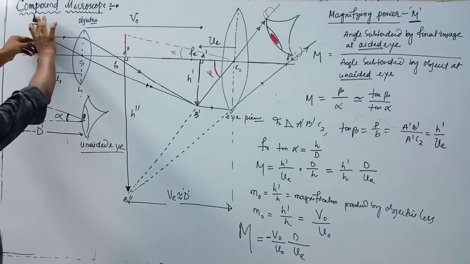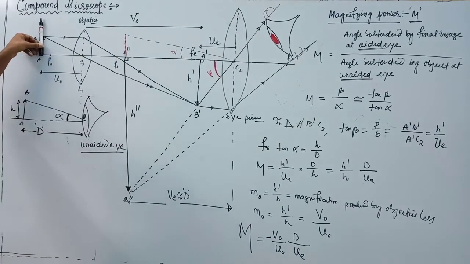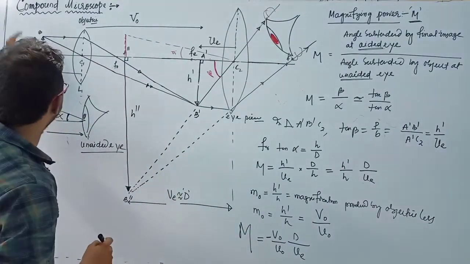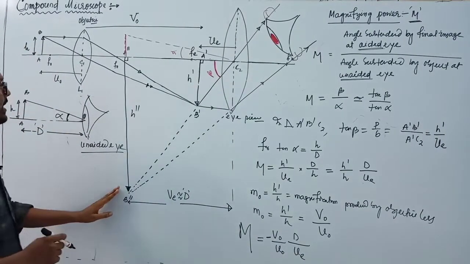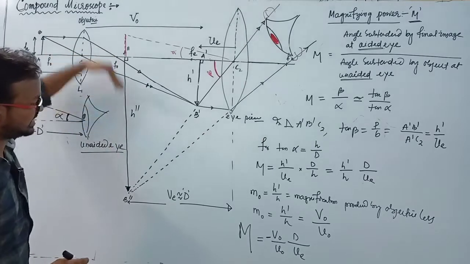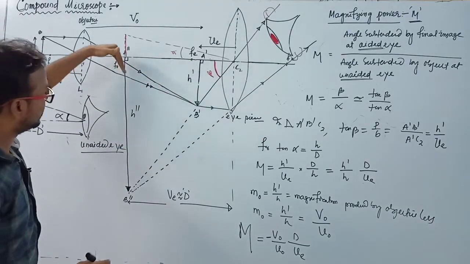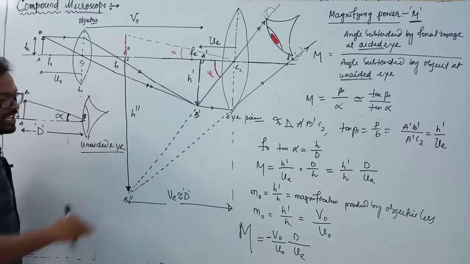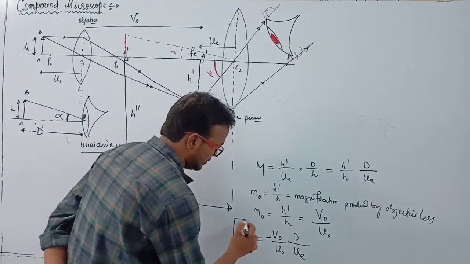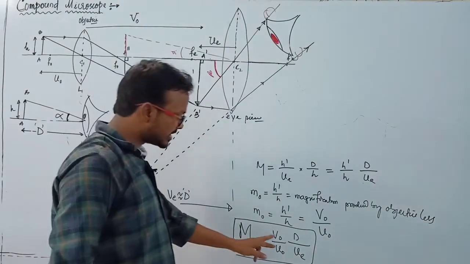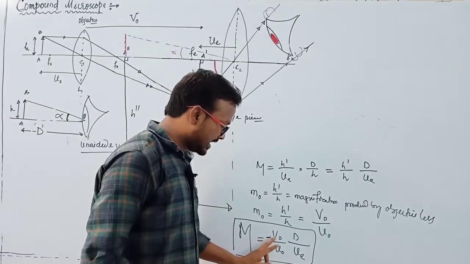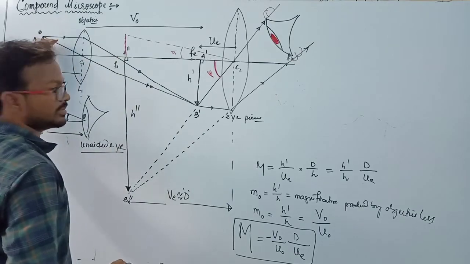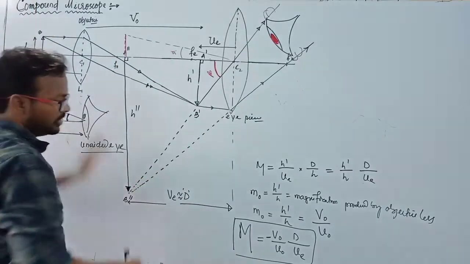Because the object is in the upward direction but the final image is in the downward direction, that means these are opposite to each other. So the negative sign indicates that the final image produced from the object AB is virtual and inverted, due to the two lenses. This inverted image is opposite to the object, or opposite to the principal axis. So the magnifying power of a compound microscope is minus v naught by u naught into d by ue, and the negative sign indicates that the final image is in the opposite direction of the object. Clear? This is upward and this is downward. So the negative sign is here.